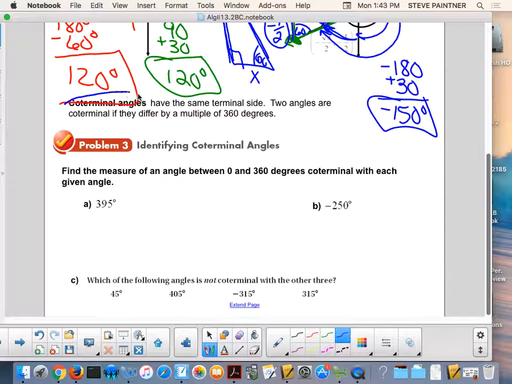The last piece will be what are coterminal angles. What are they? I'll read you the definition and then I'll just show you a quick example. Coterminal angles have the same what? Terminal side. Terminal side. So right here. Same terminal side. Two angles are coterminal if they differ by multiples of 360.